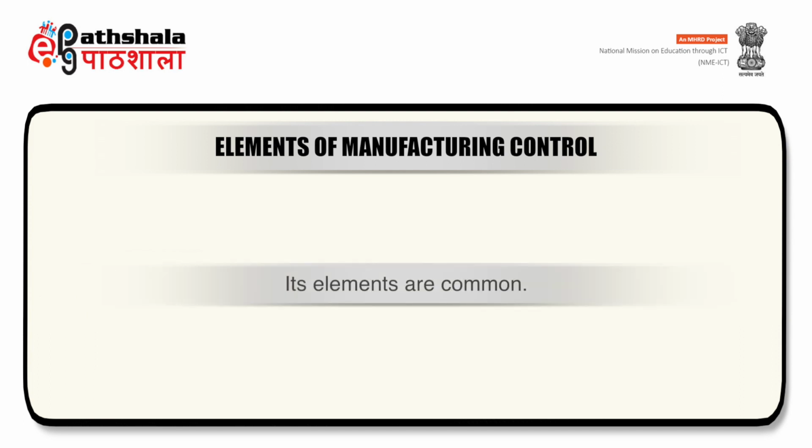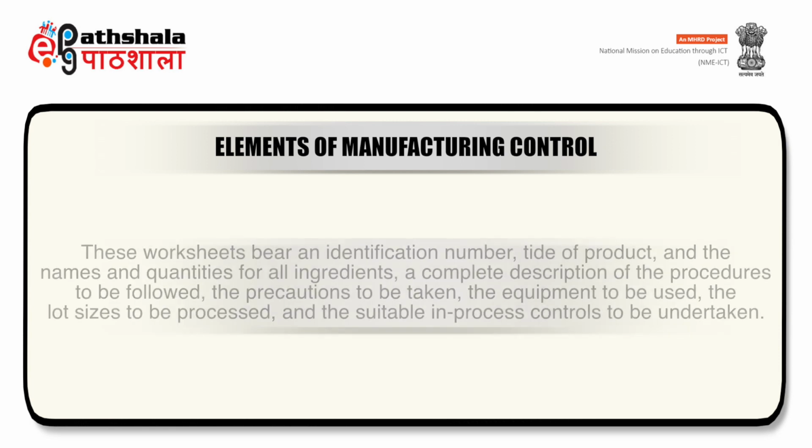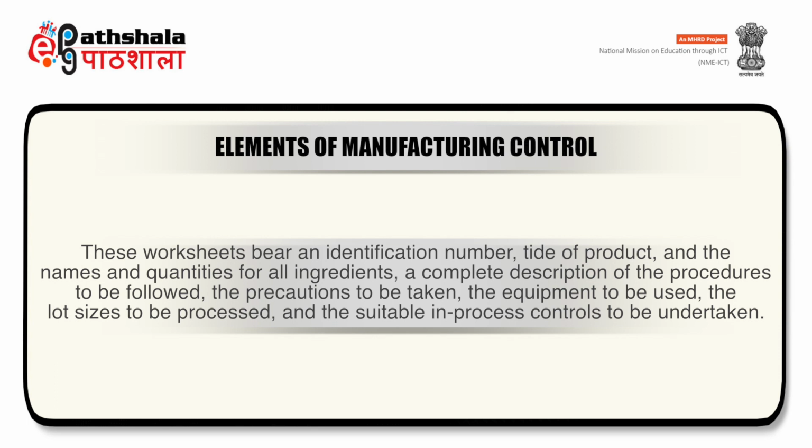Its elements are common. The production planning department issues the formula and manufacturing worksheets. These worksheets bear an identification number and the names and quantities for all ingredients, a complete description of the procedures to be followed, precautions to be taken, and equipment to be used, lot sizes to be processed, and the suitable in-process controls to be undertaken.